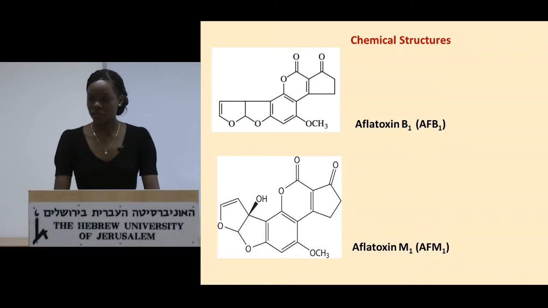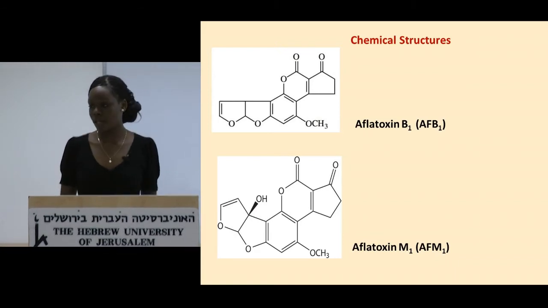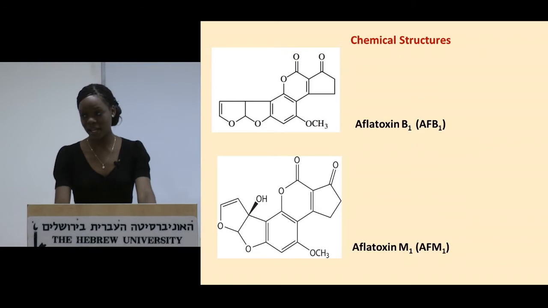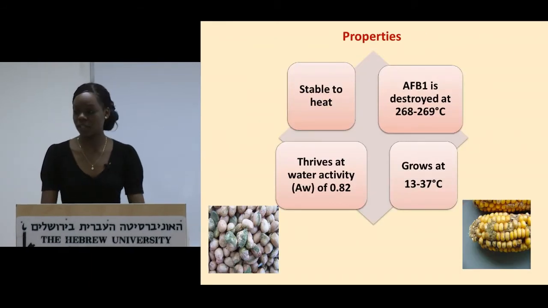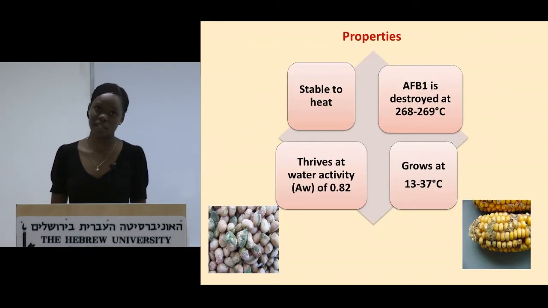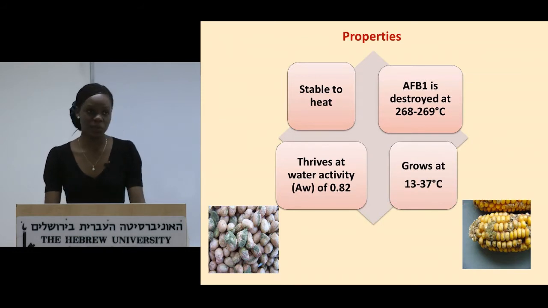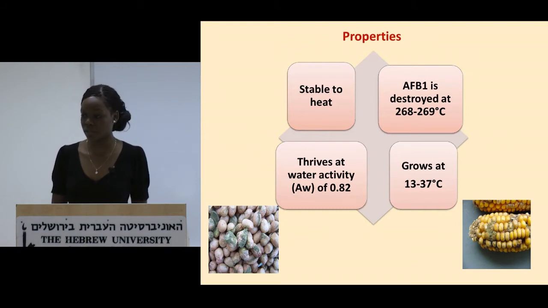Properties of aflatoxins: they are stable to heat. They are destroyed only at a very high temperature of 268 to 269 degrees Celsius, and therefore we see that even most methods of cooking are not able to destroy aflatoxin.